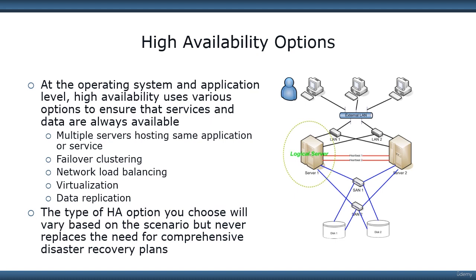Virtualization can be combined with failover clustering. So virtualization hosts like ESXi servers can be set up in a cluster so that VMs can rapidly be moved from one host to another. And in many cases, these high availability options include some form of data replication. That is simply copying data from one location to another. The type of high availability option that you choose is going to vary based on the scenario. However, all the high availability in the world does not replace the need for comprehensive disaster recovery plans.